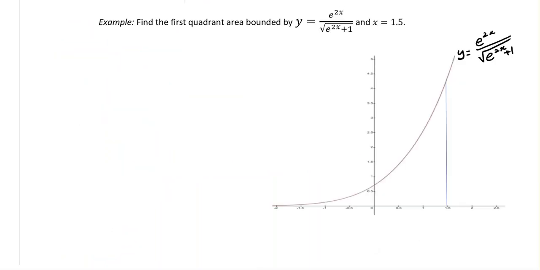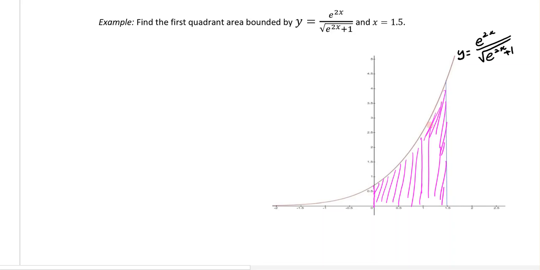So in the next example, we need to find the first quadrant area bounded by y and when x is equal to 1.5. So in this case, we are interested in finding this area, only in the first quadrant. So we'll start from here and figure out this shaded area, which is under the curve, above the x-axis, and between x equals 0 and x equals 1.5.